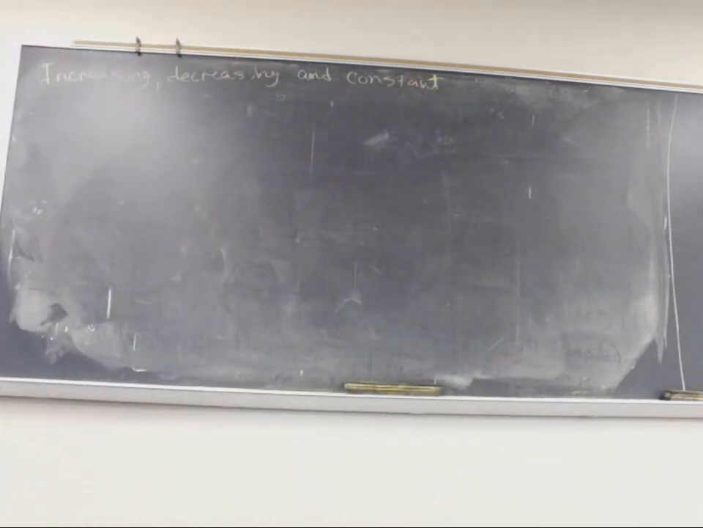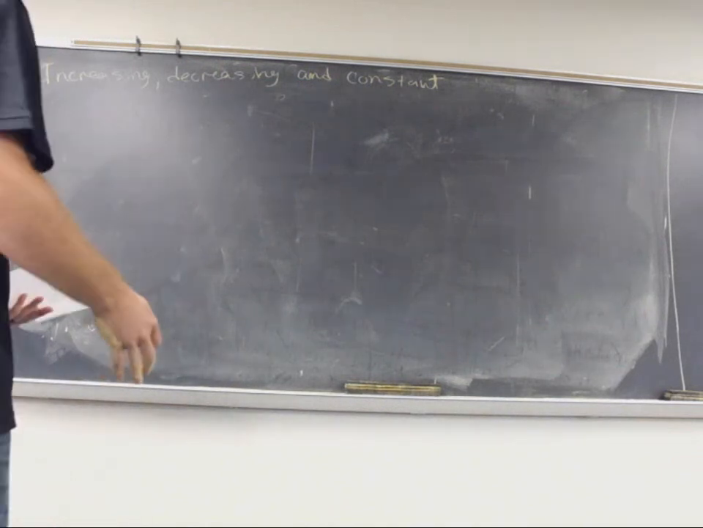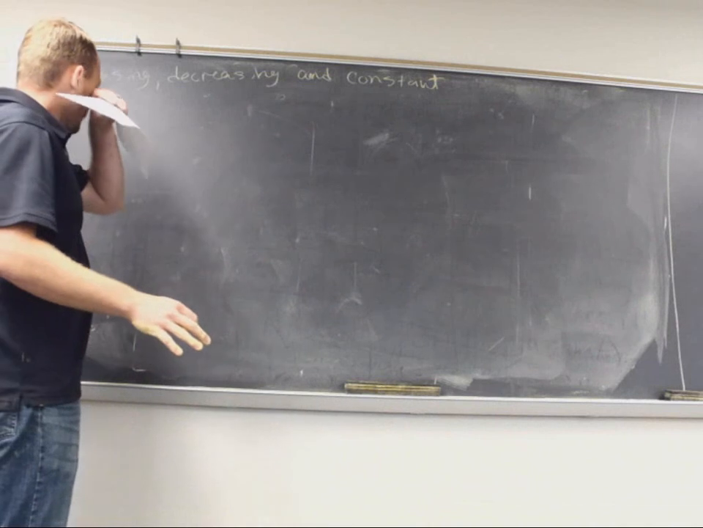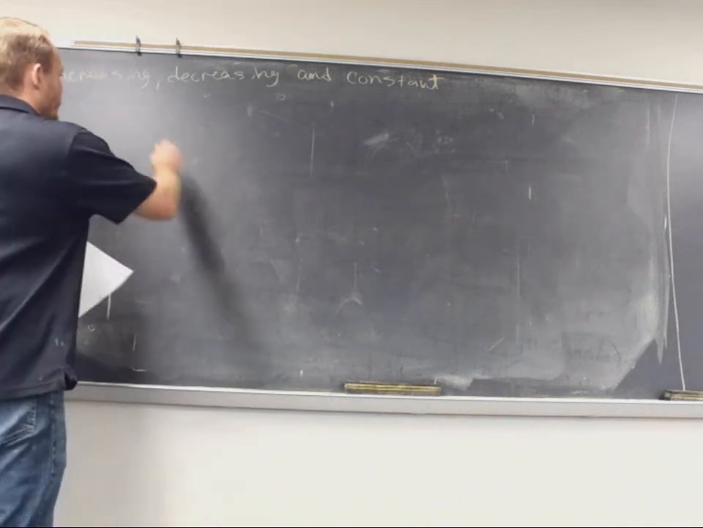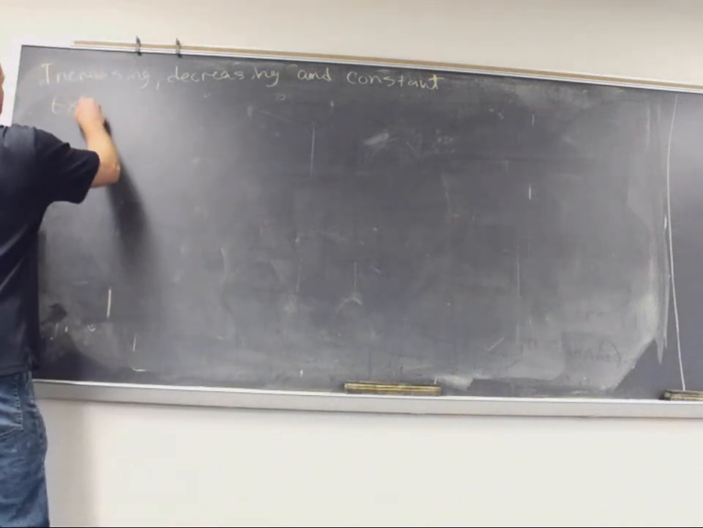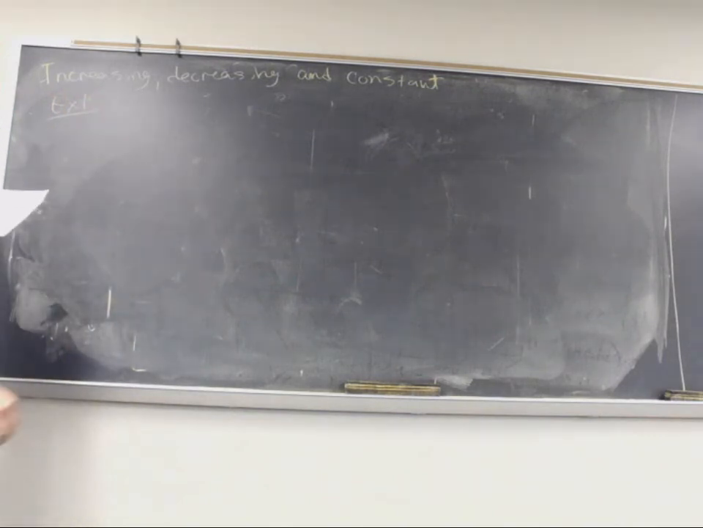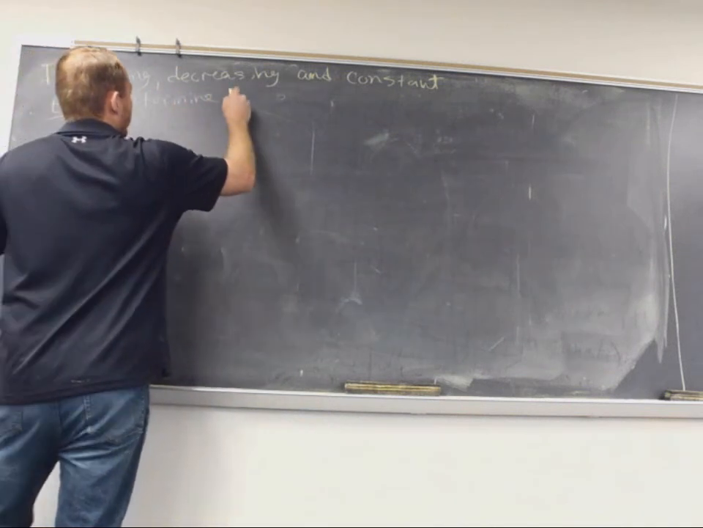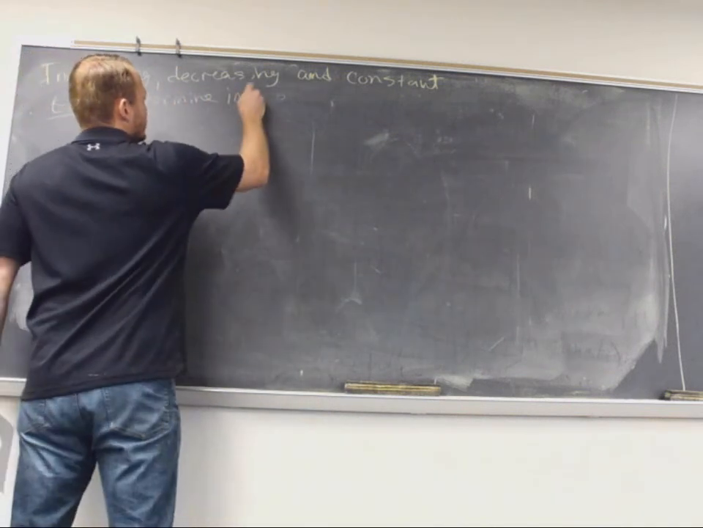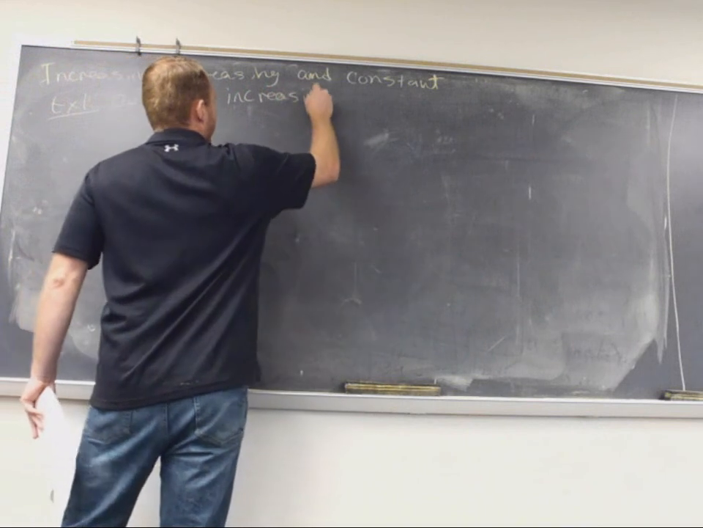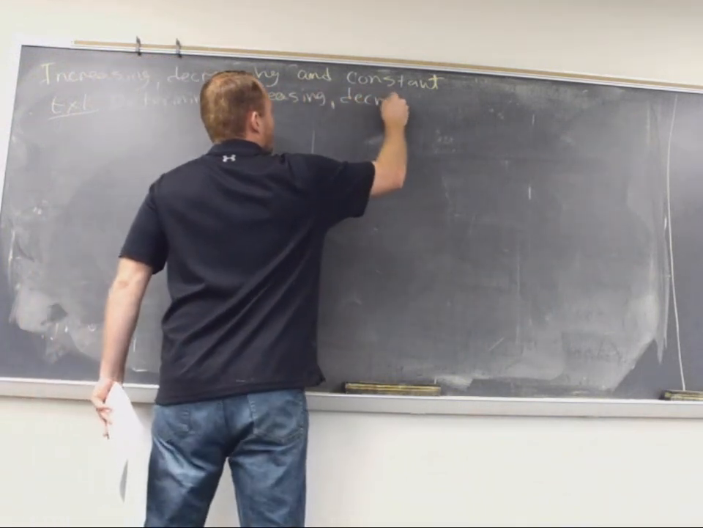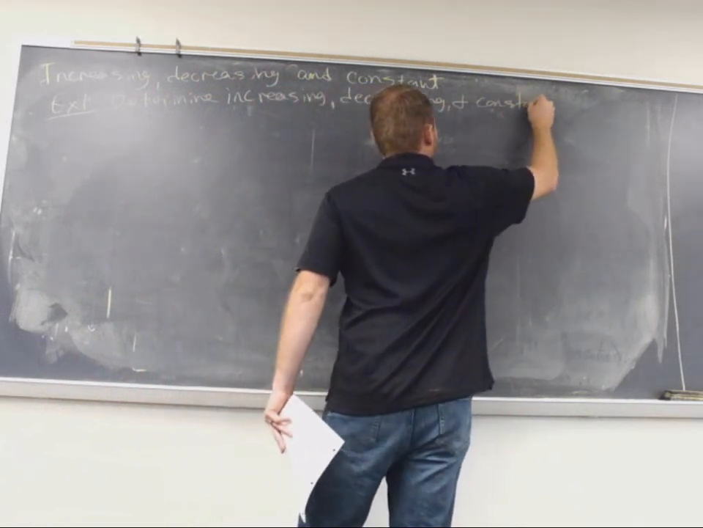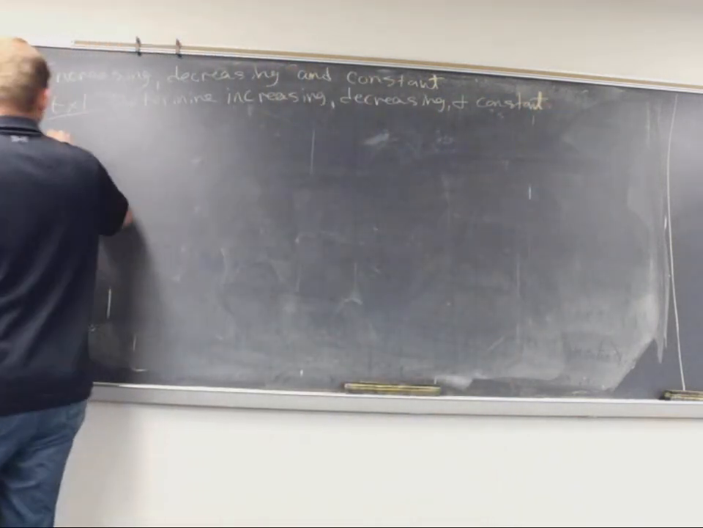Okay, let's look at a few examples, because reading the graph is usually the easier part. You've got to learn how to use the notation too, and that's sometimes the biggest mistake that I see. So let's say determine increasing, decreasing, and constant. And here's part A.